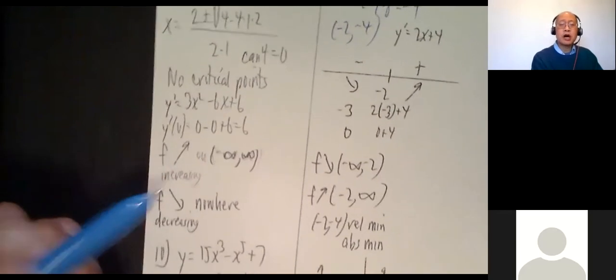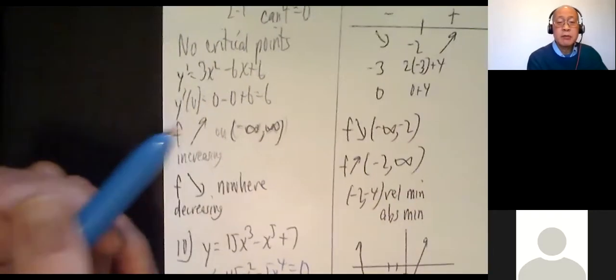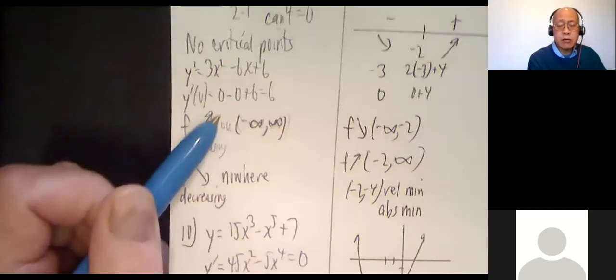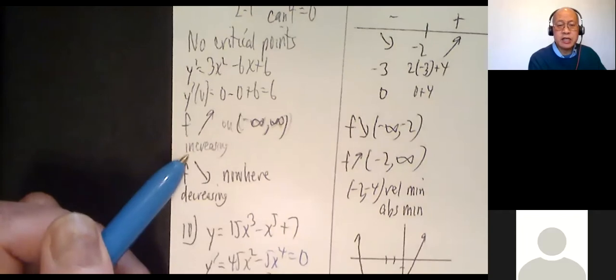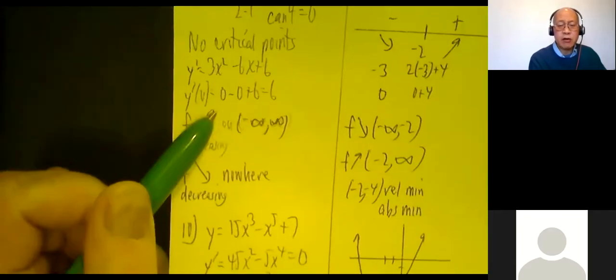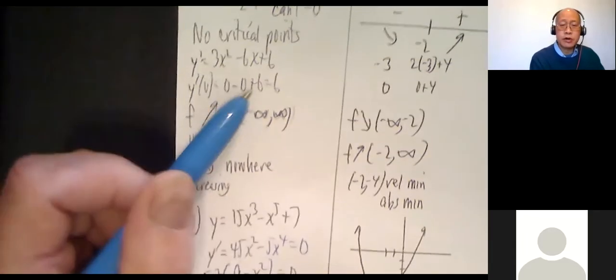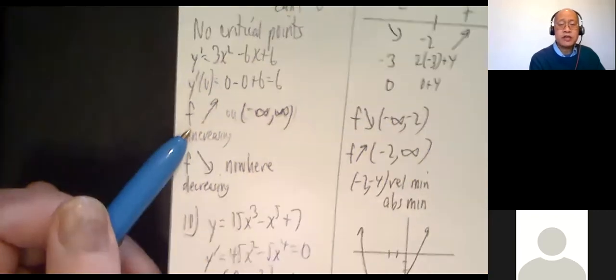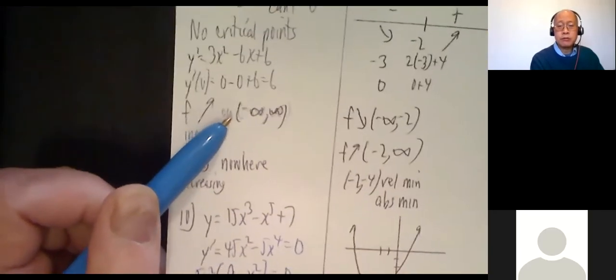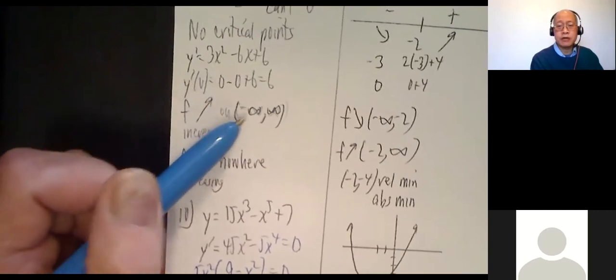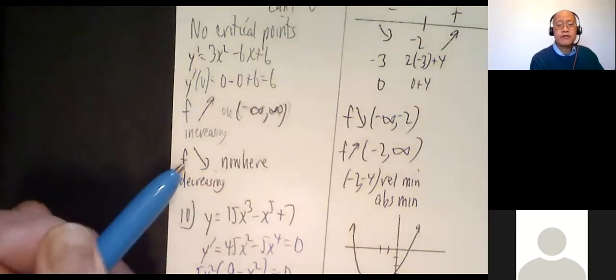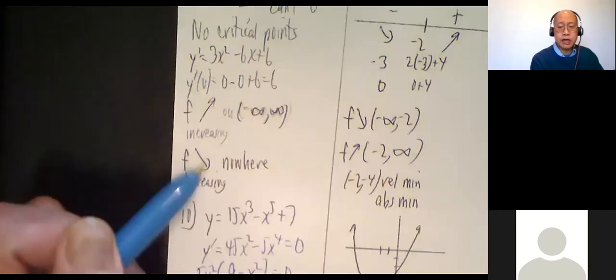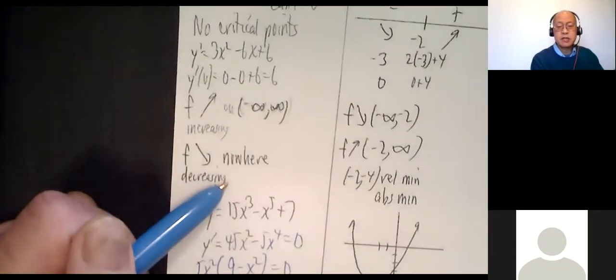So the function's always increasing. My abbreviation for increasing is an arrow going up. Instead of writing INCREASING, arrow up, which is very suggestive. It's going that way. So f is increasing for all real numbers. Another way to write all real numbers is -infinity to infinity. F is decreasing, and my abbreviation for decreasing is an arrow down. It's decreasing nowhere.